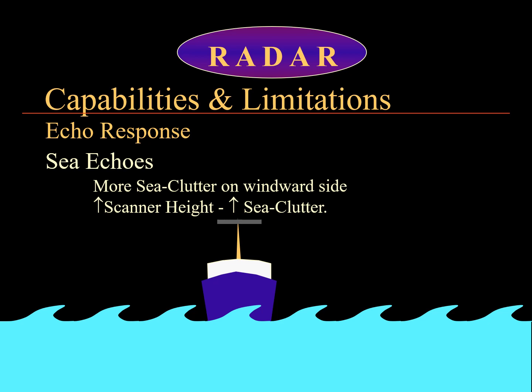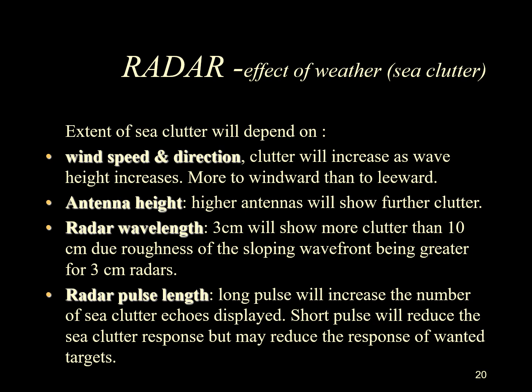Radar wavelength: the roughness of the wavefront will be greater for 3 cm than for 10 cm. As a consequence of this and other effects, the 10 cm wavelength will show less clutter echoes than the 3 cm. And finally, the radar pulse length, where selection of a long pulse will increase the number of sea clutter echoes on the screen. Selection of a short pulse will reduce the sea clutter response near the antenna location, but it will also reduce the response of wanted targets or tracks over the entire screen.